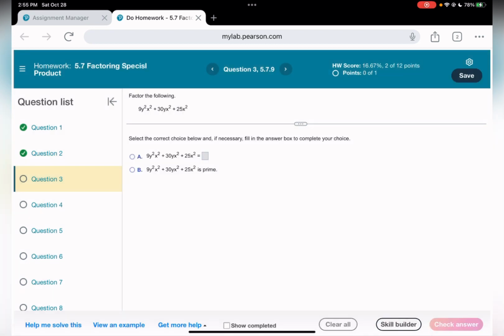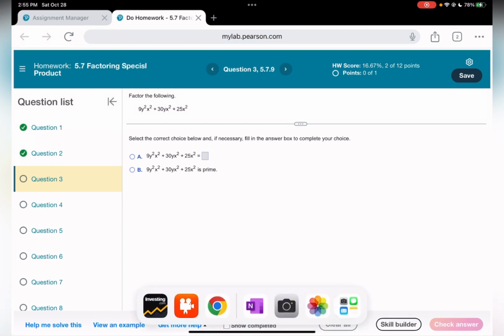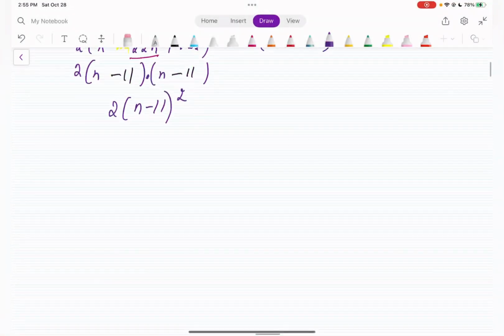Fantastic. Question number 3. Wow, we have the whole x and y. It's some kind of problem. So let me take a picture of this problem so I can write it down. All right, going here. So what do we have?